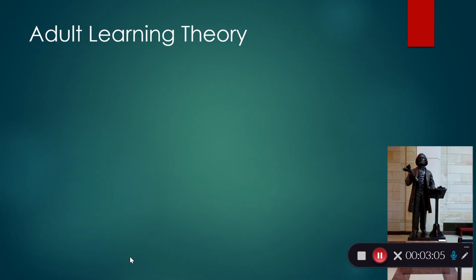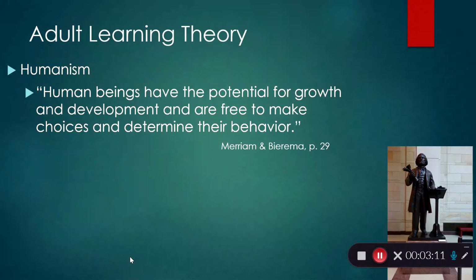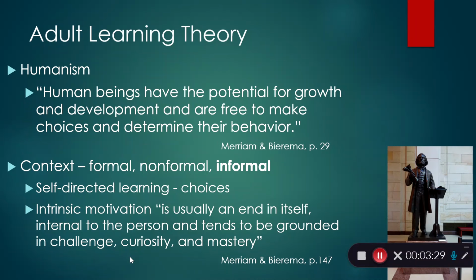The adult learning theory, when we start to think about how we can enhance this visitor experience, really think about this idea in the very broadest context of humanism. When we think about humans having that potential for growth, they are free to make choices and determine their behavior. We really do see this idea of choice inherent in their being in the Capitol Visitor Center. We see them self-directing. They're, again, choosing to be in the Capitol area, visiting the Capitol Visitor Center and the Capitol amongst so many different choices that they have here in D.C.